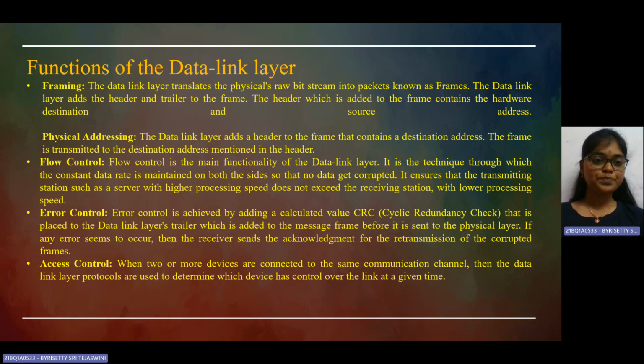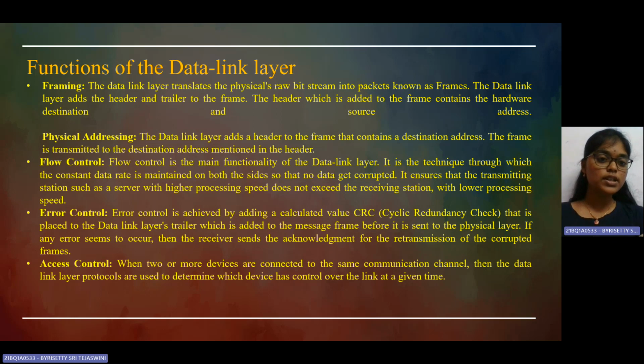So what is framing? The data link layer translates the physical raw bit stream into packets known as frames. The data link layer adds the header and the trailer to the frame. The header which is added to the frame contains the hardware destination and source address. What is physical addressing? The data link layer adds a header to the frame that consists of the destination address. The frame is transmitted to the destination address mentioned in the header.